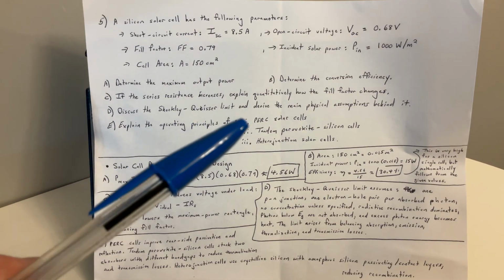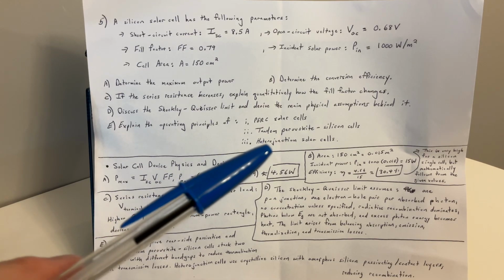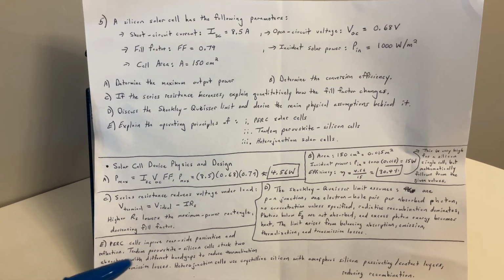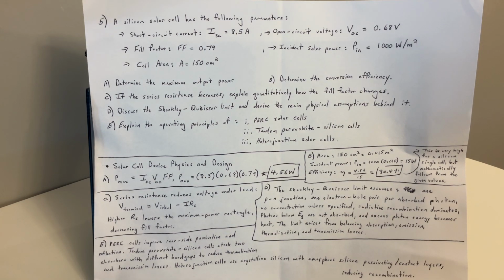Explain the operating principles of PERC cells, tandem perovskite-silicon cells, and heterojunction solar cells. PERC cells improve rear-side passivation and reflection. Tandem perovskite-silicon cells stack two absorbers with different band gaps to reduce thermalization and transmission losses. Heterojunction cells use crystalline silicon with amorphous silicon passivating and contact layers, reducing recombination. And that's for number 5.